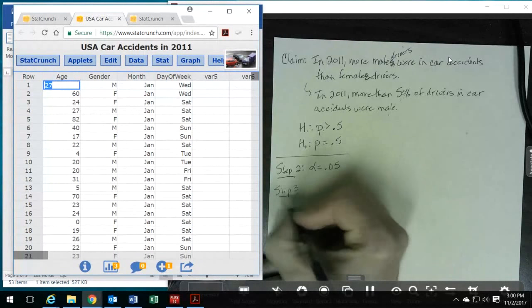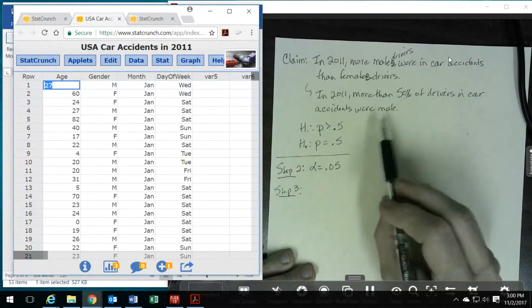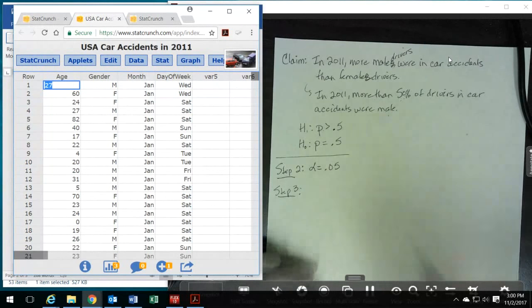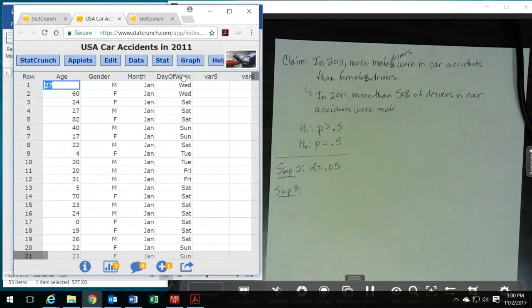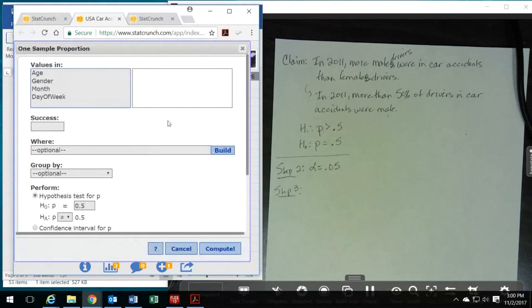Okay, then for step three, now on this one, we could go ahead and calculate this by hand, but since we already have it in StatCrunch, we're just going to use StatCrunch to do step 3 and step 4. So we're doing proportion stats, one sample, and this time we have the data, so we're going to say with data.